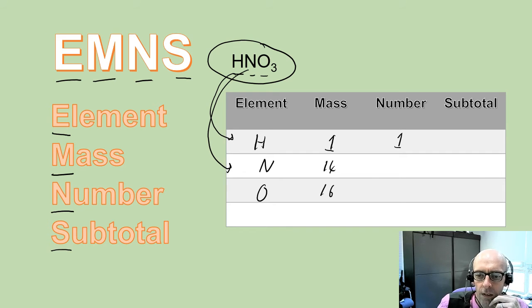I've got one N. And I've got, oh, there you go. That's where people go wrong. They just add the 16 on. There's 3 of them.